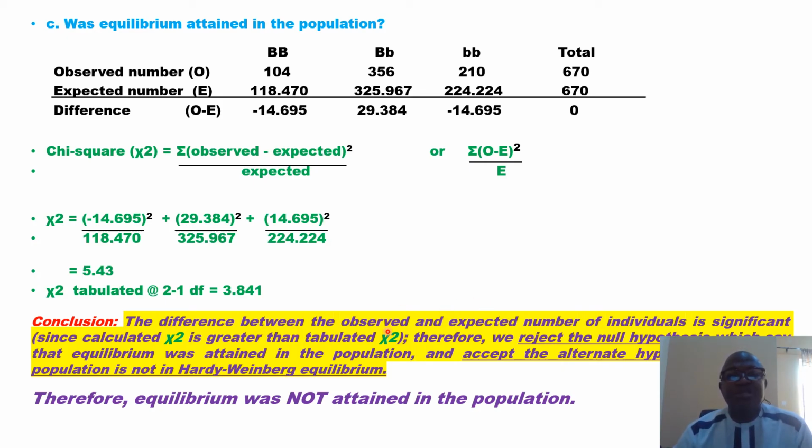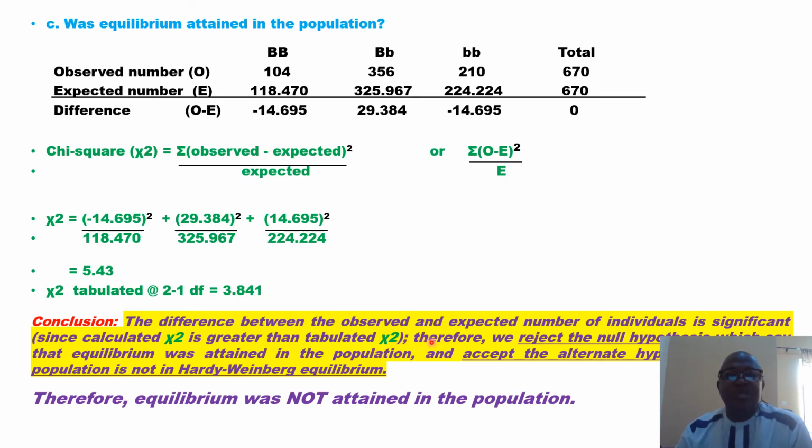Actually, two hypotheses are being tested, the null and the alternate hypothesis. The null hypothesis is of the view that the number we observe is actually what is expected, while the alternate is of the view that the number we observe is not what is expected. So the difference between the observed and expected number of individuals in this case is significant. And why is that? Because what we calculated, 5.43, is greater than the 3.841 on the table.